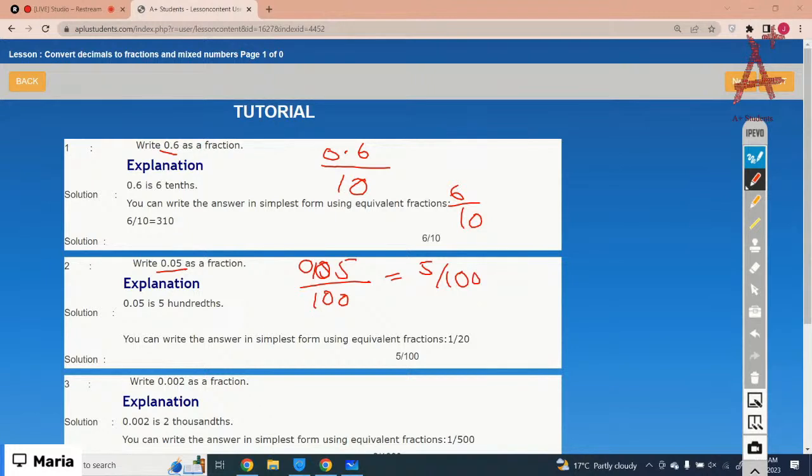The next one is 0.002, the last one. So how many digits do we have after the decimal? You have 1, 2, 3 digits. So you can write it as 2 divided by 1, 0, 0, 0. 2 divided by 1000. Got it?